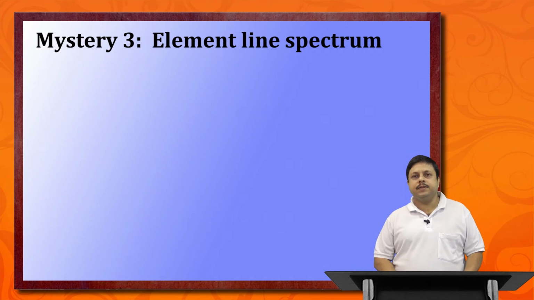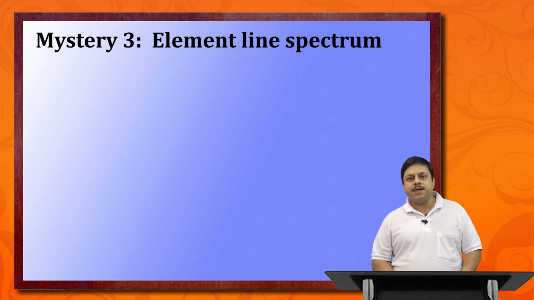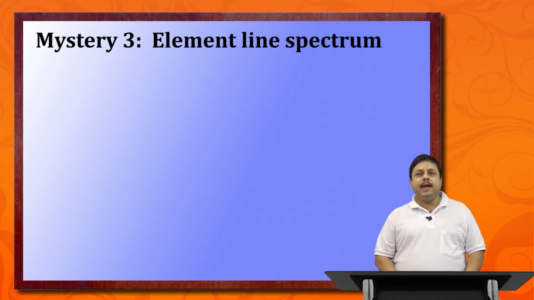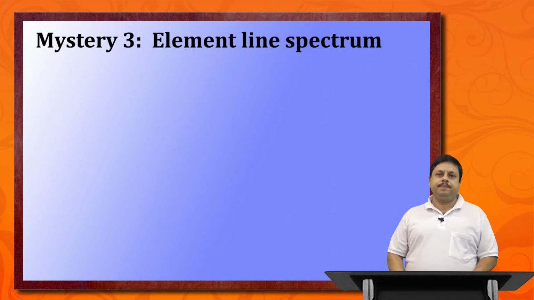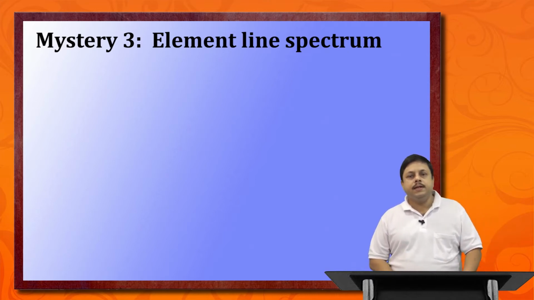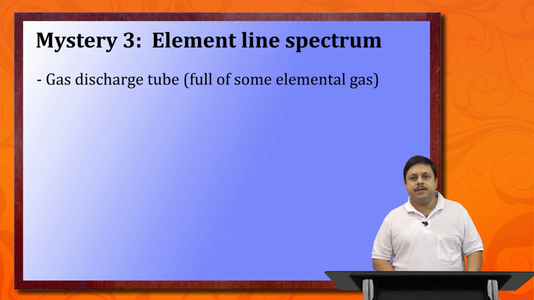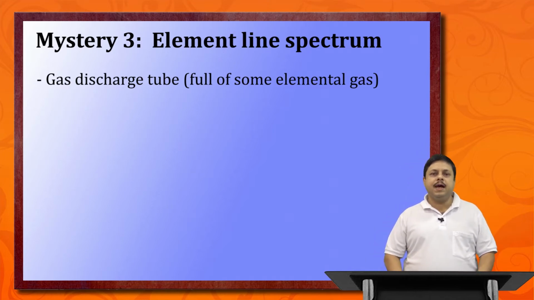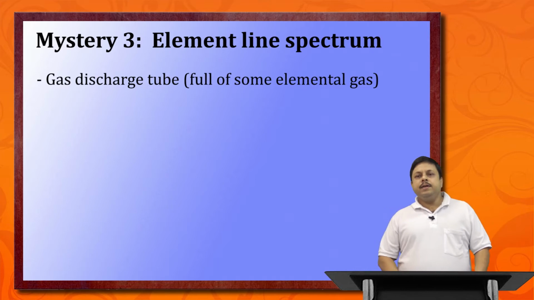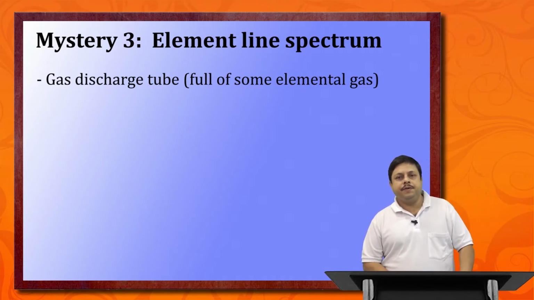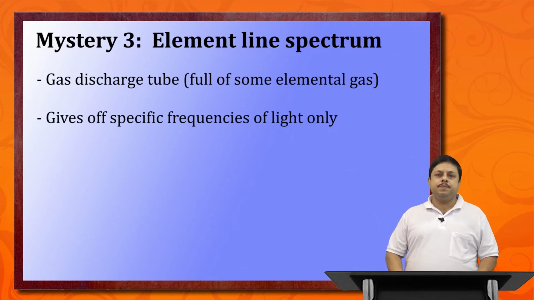We come to the third mysterious observation of 19th century science. This observation was the element line spectrum. It was observed that a gas discharge tube, a tube filled with some atomic or elemental gas, when subjected to electric fields, gives off only specific frequencies of light.